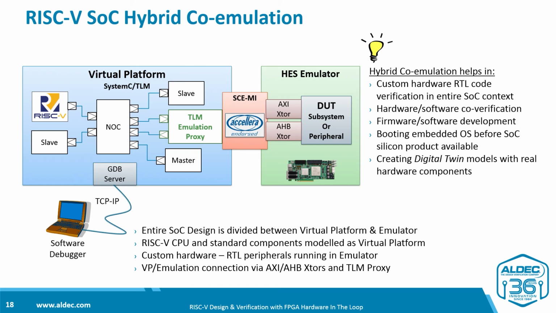This issue is resolved by hybrid co-emulation. As soon as the custom subsystem is available in RTL code, it can be synthesized and implemented in FPGA. Connected with standard bus transactors like AMBA AXI or AHB, it can be integrated with the virtual platform, making a complete system-on-chip model that is now much better for software developers and for software development purposes.